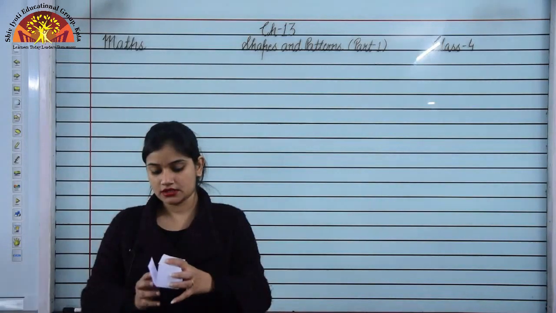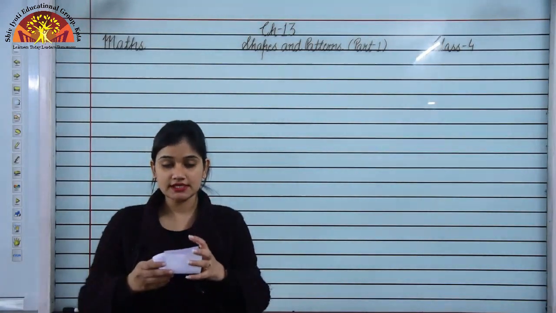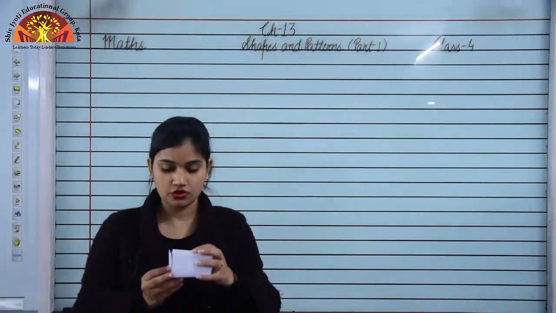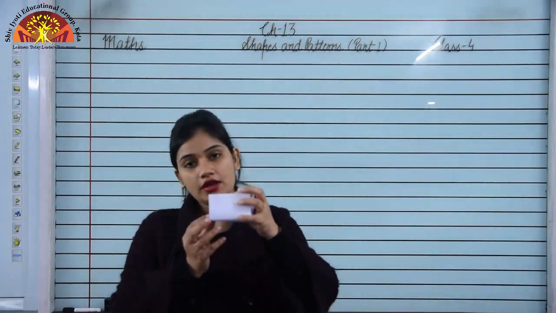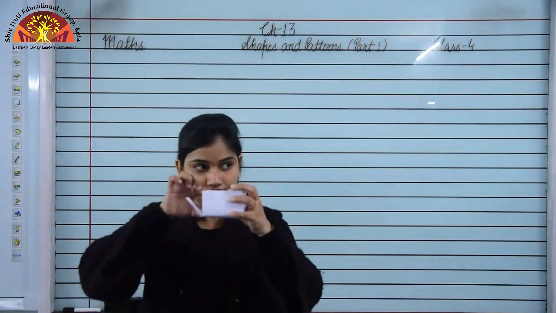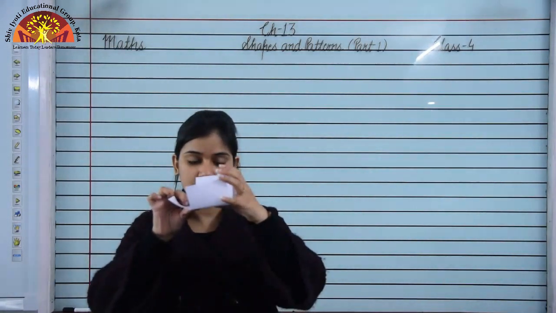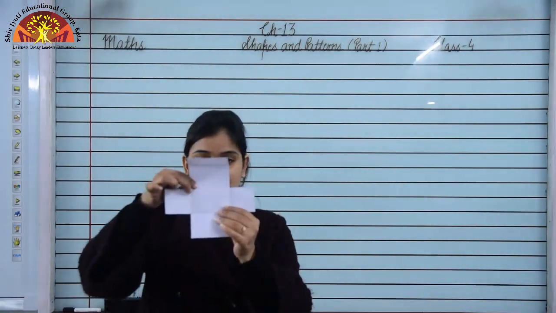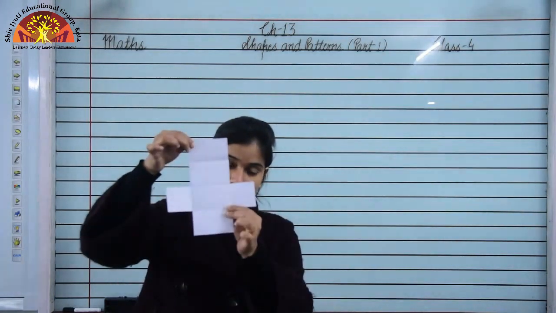This is a cuboid. What is this? This is a cuboid. Okay. If I open this cuboid, मैं इसे क्या करूँ? Open करूँ. Then I will get a shape like this. मुझे ऐसा कोई shape मिलेगा, right?